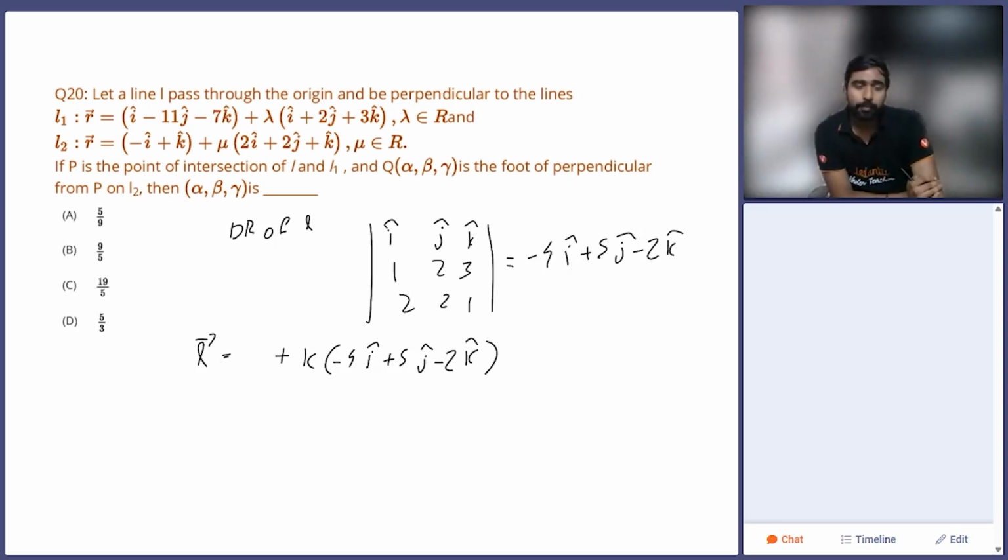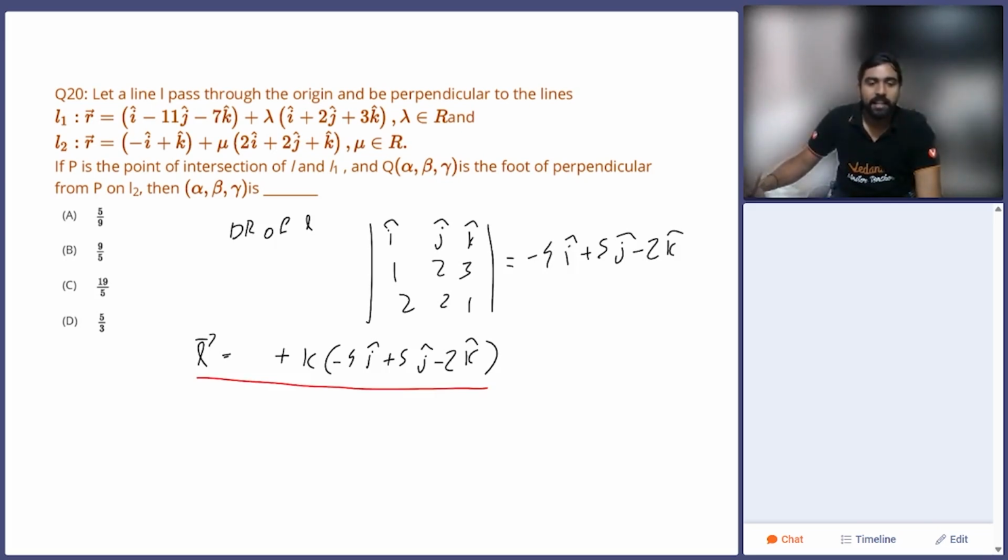Now you have been told that P is the point of intersection of L and L1. So the point of intersection of L and L1 I need to find. How do I find this? Equate the points, right? So what is the x coordinate in L1? It will come out as 1 plus lambda, that is equal to minus 4k. Y coordinate is minus 11 plus 2 lambda, that is equal to 5k. And then you have minus 7 plus 3 lambda, that is equal to minus 2k.